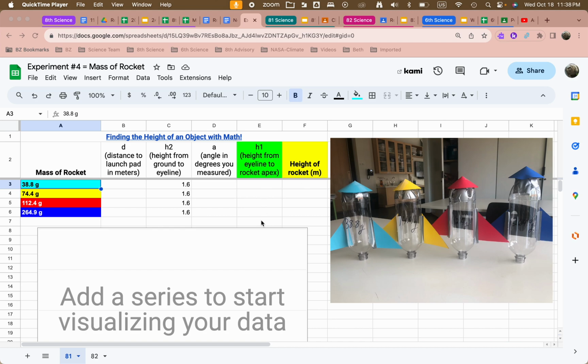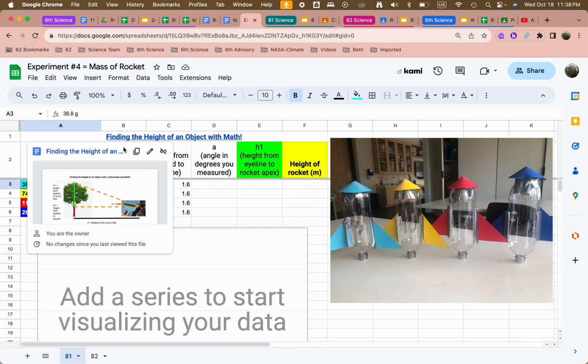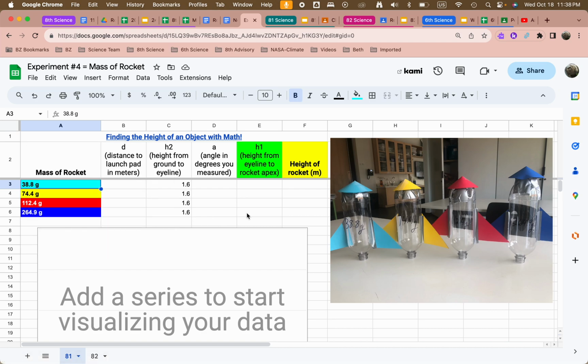This is the third, well, actually about 4th or 5th time you've done this. So hopefully, right, this won't be too painful for you of using tangent equals opposite over adjacent to find the height of the rocket. And we will see which mass of rocket goes the highest.